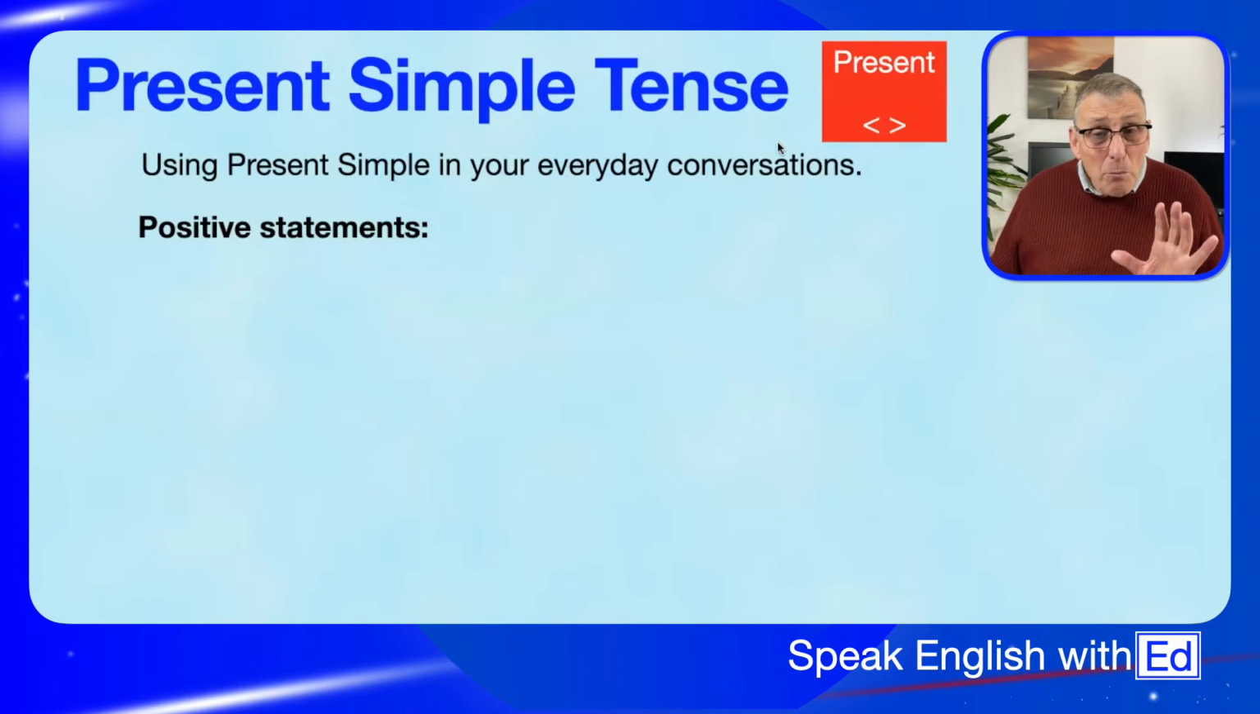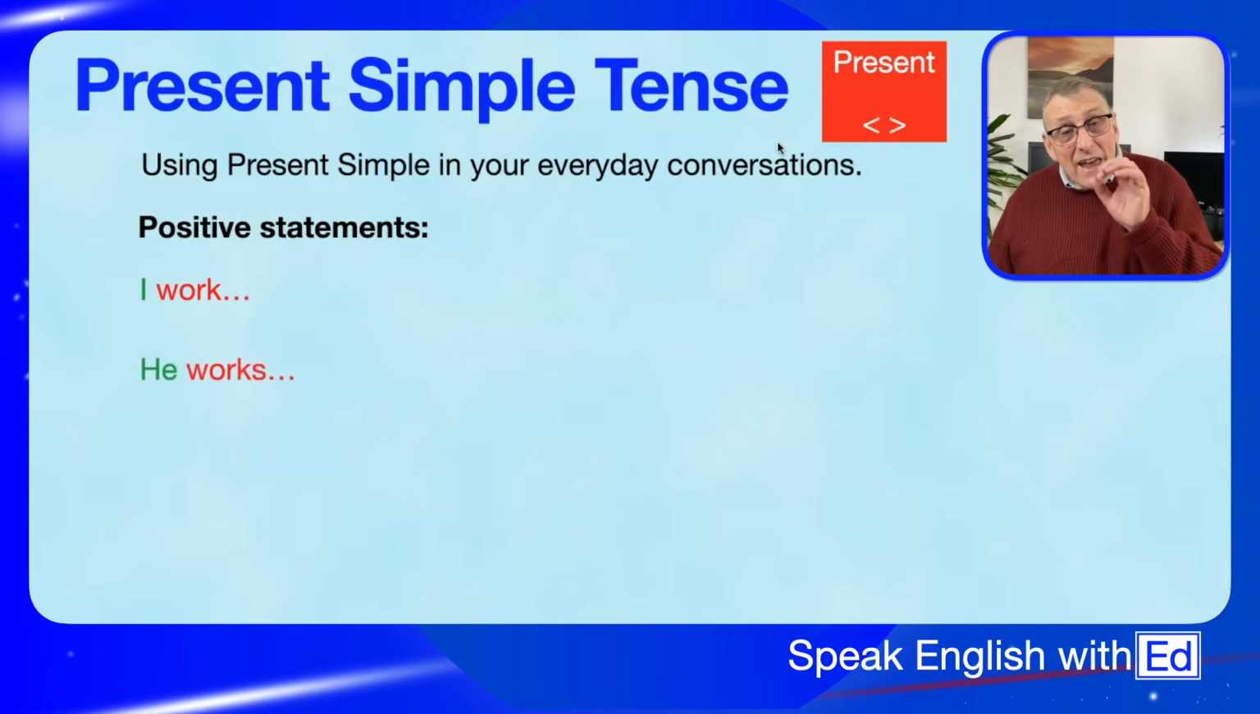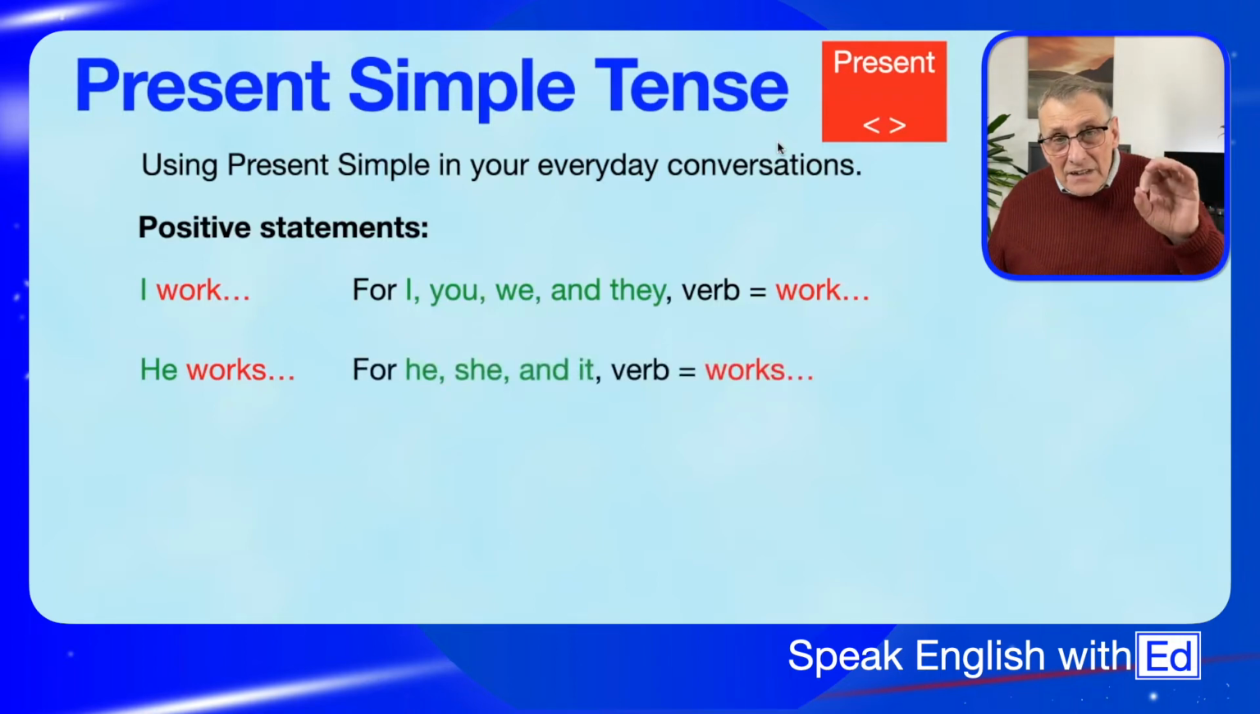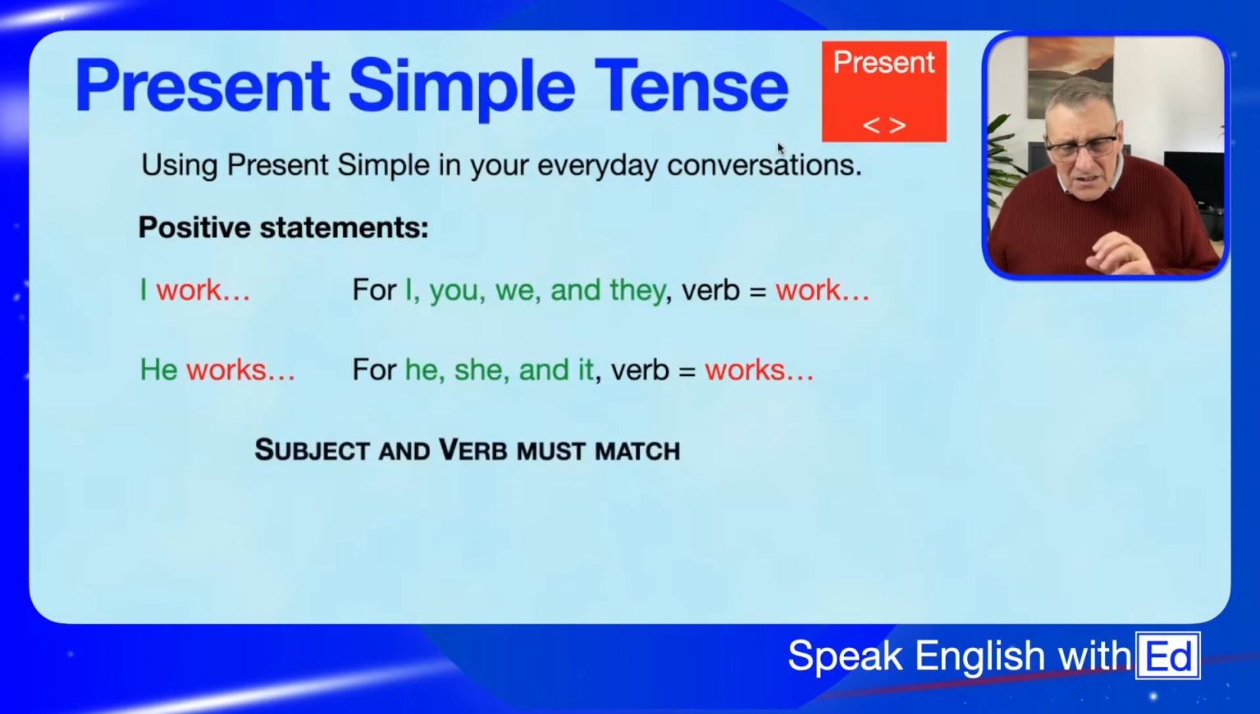Now, we also talk about positive statements in the present simple tense. We talk about positive things like I work. I do work. It is a positive statement. We can say he works. Again, it's a positive statement. For I, you, we and they, we use the verb work. For he, she and it, we use the verb works. We change it to works. We add that S. That S is coming in again.